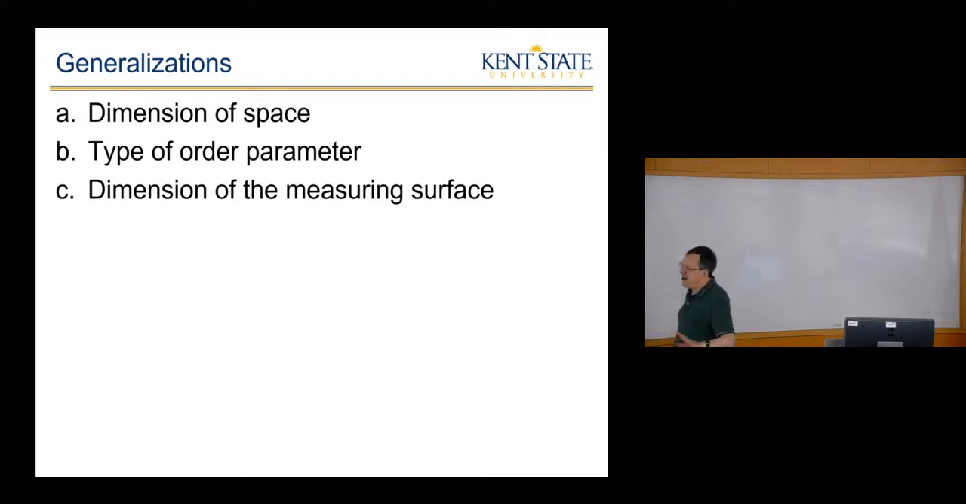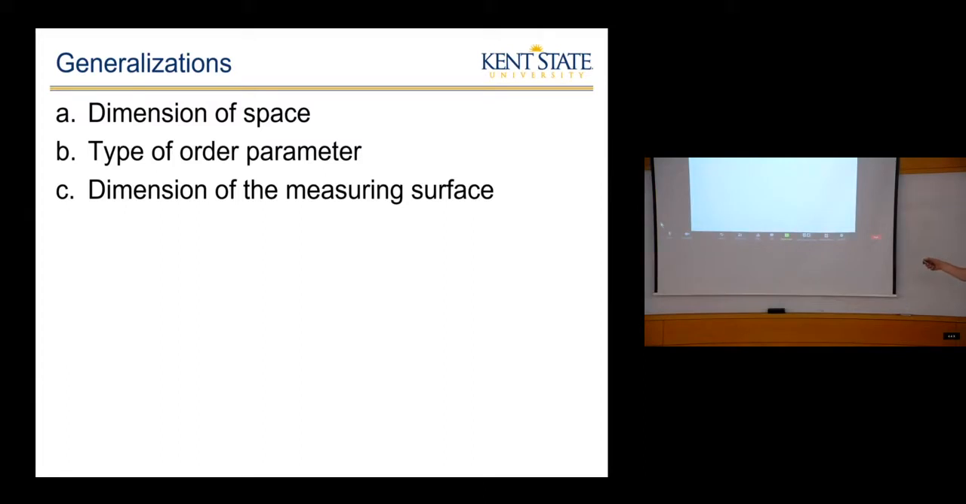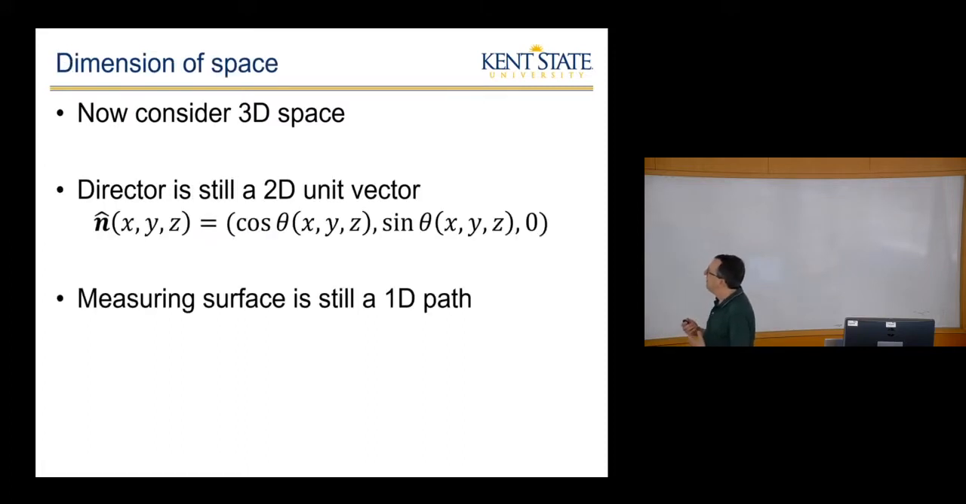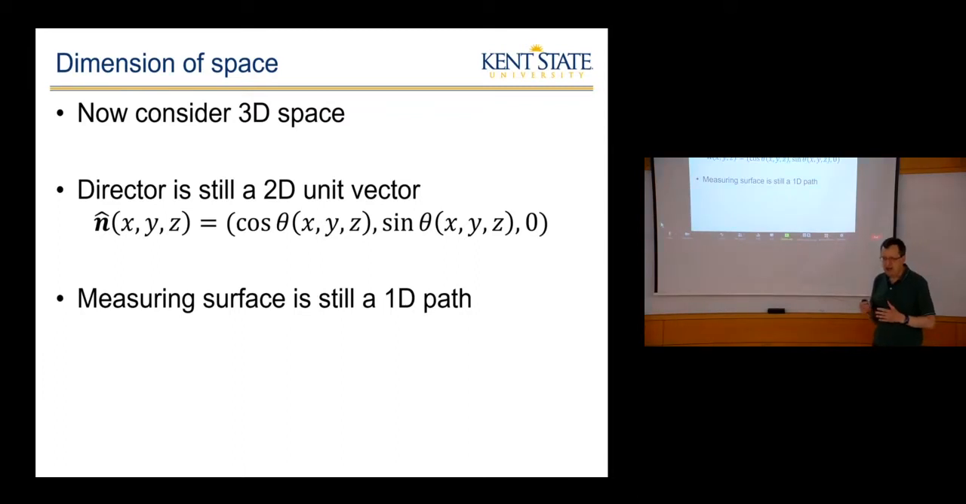There are three ways to generalize this. You can think about changing the dimension of space. You can think about changing the type of order parameter or changing the dimension of the measuring surface. So those are three ways to scale this up. So let's do each of those things in turn. The easiest one is the dimension of space. That's what Yoav was asking about a moment ago.